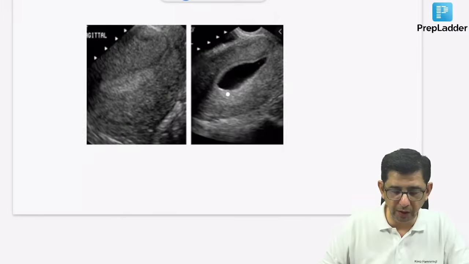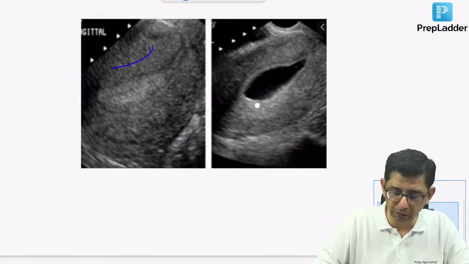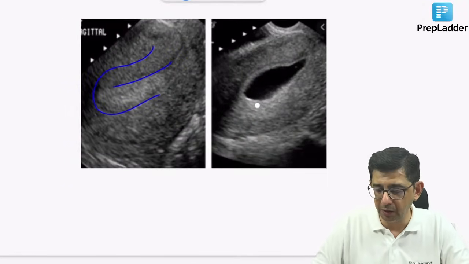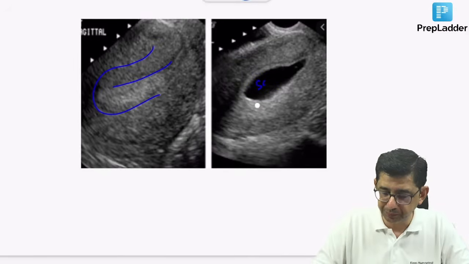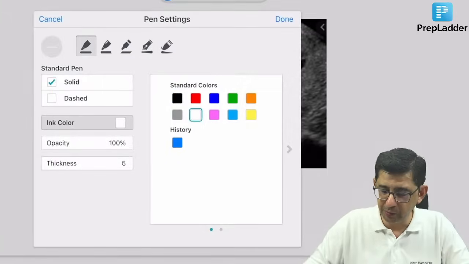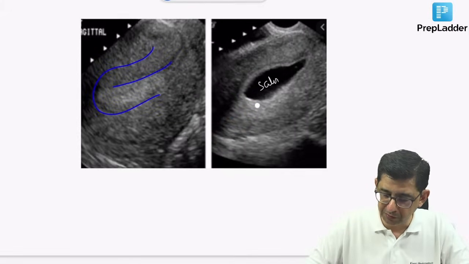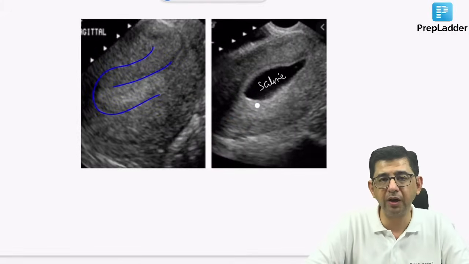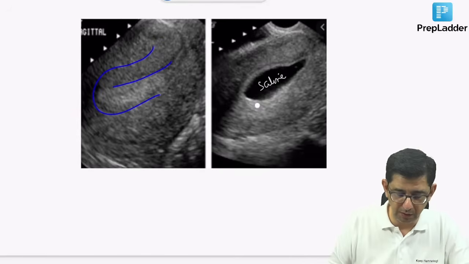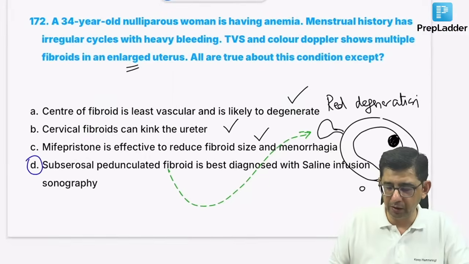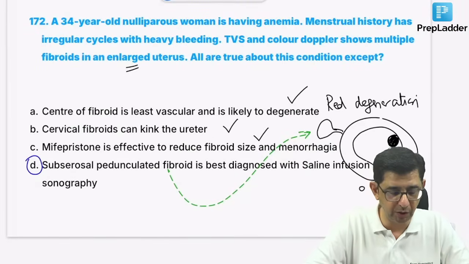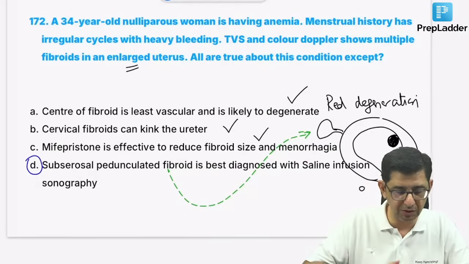If you look at this kind of an image, the uterine wall will be collapsed, no? The uterine wall collapse would be present, and then you can put in saline and check out the walls. In this particular case, the fibroid is present on the outside, so a saline infusion sonography will not be useful. Yes, subserosal pedunculated fibroids cannot be diagnosed on a saline infusion sonography because they're present on the outside is the way to answer this question. Answer is D.